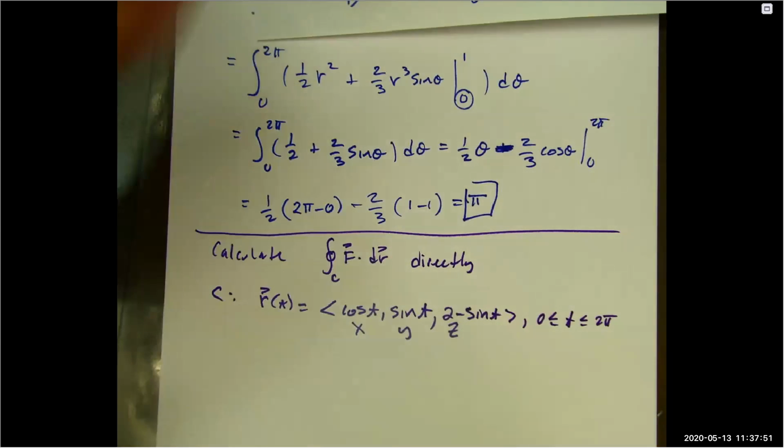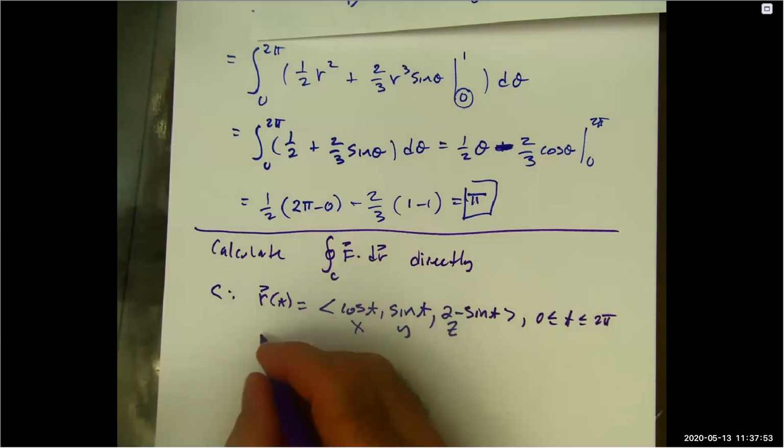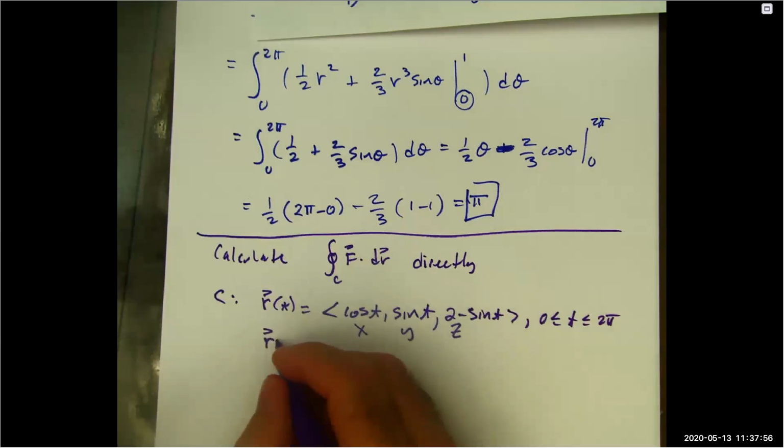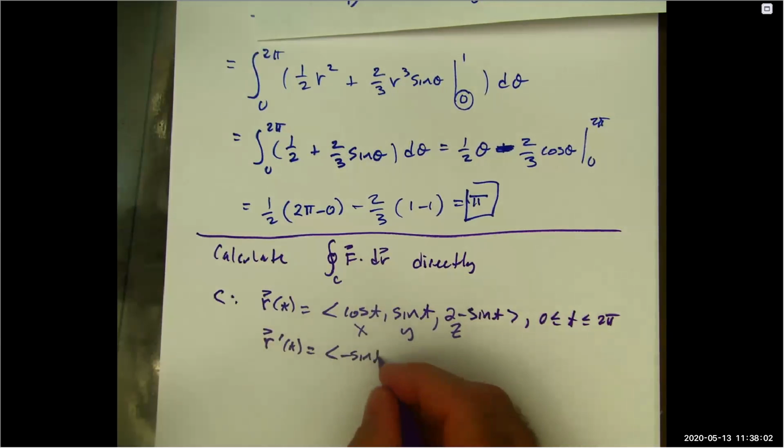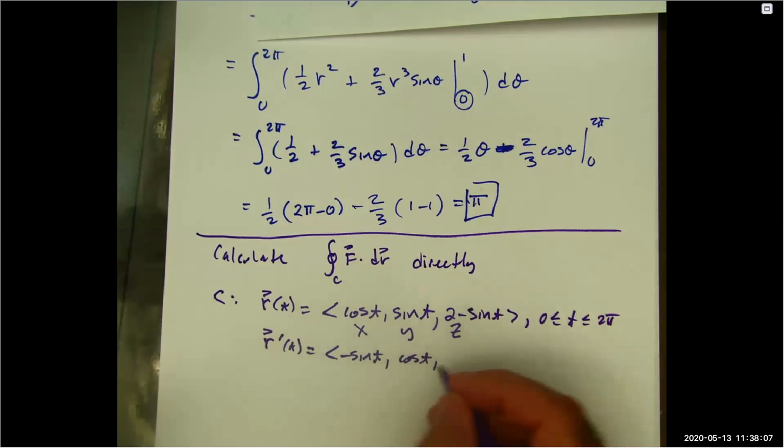Now, we also have to calculate the derivative of this. So we're going to have r prime of t equal to minus the sine of t, and then cosine of t, and this is going to be 2 minus cosine t.